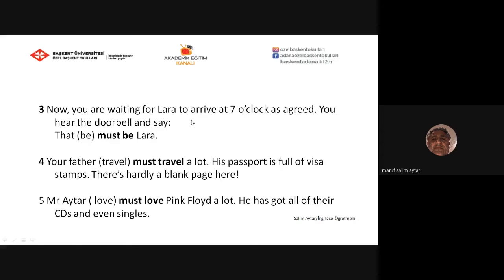Now you're waiting for Lara to arrive at 7 o'clock as agreed. You hear the doorbell and say, that must be Lara. Your father must travel a lot because his passport is full of visa stamps and there's hardly a blank page here. Mr. Aitar must love Pink Floyd a lot. He has got all of their CDs and even singles.